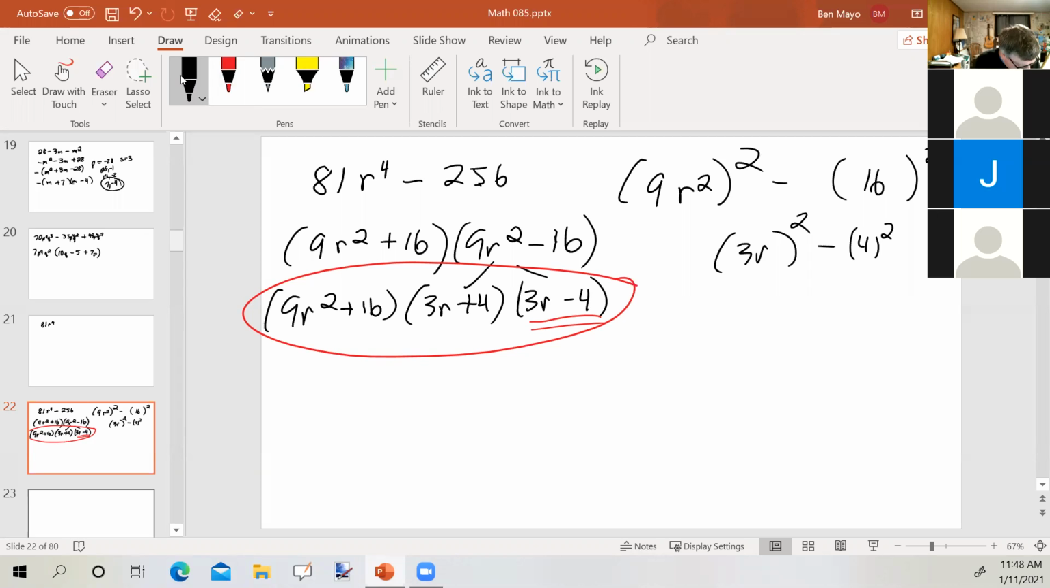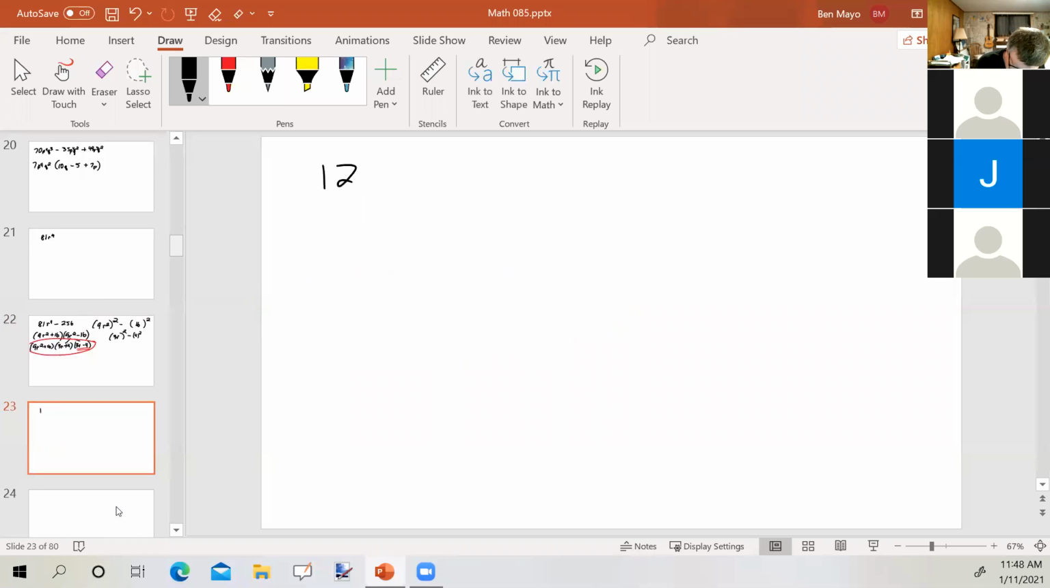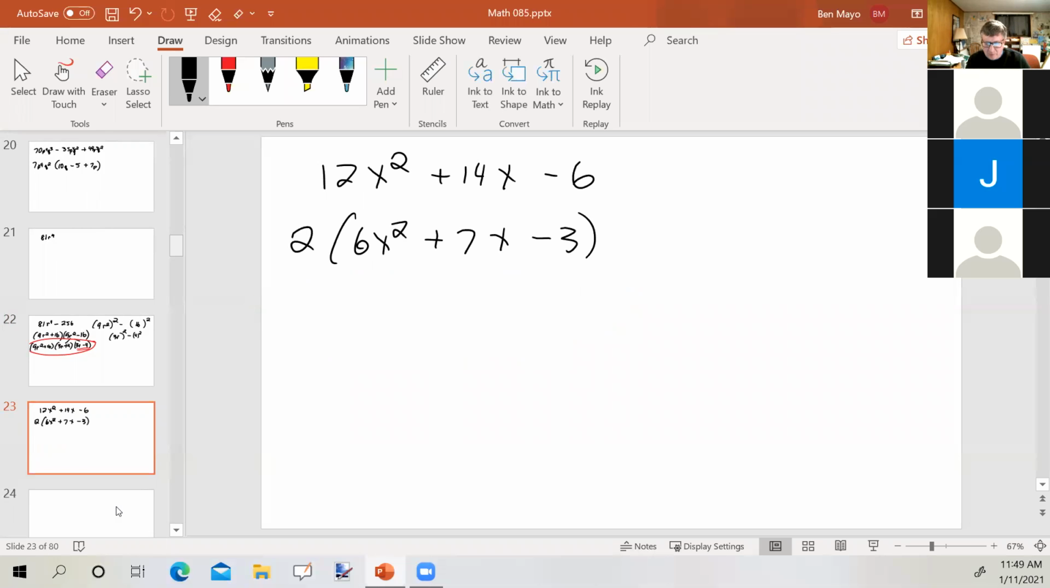Okay, let's see here. Here we have 12x squared plus 14x minus 6. This is a trinomial in standard form. It has a greatest common factor of 2, so that leaves us with 2 times 6x squared plus 7x minus 3. Then I want to see if 6x squared plus 7x minus 3 factors further.